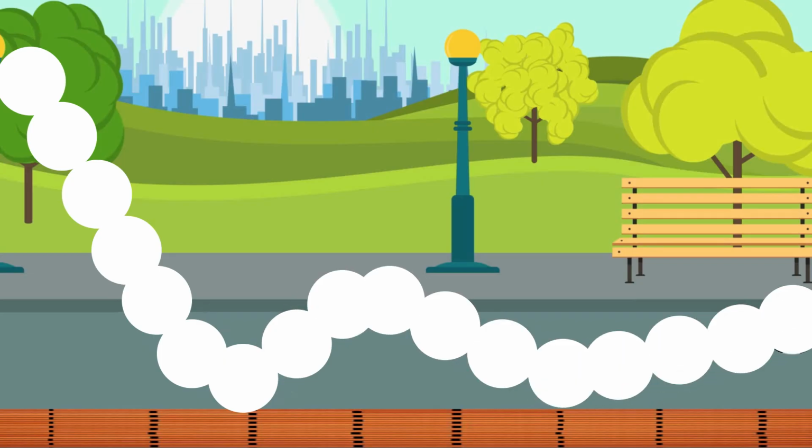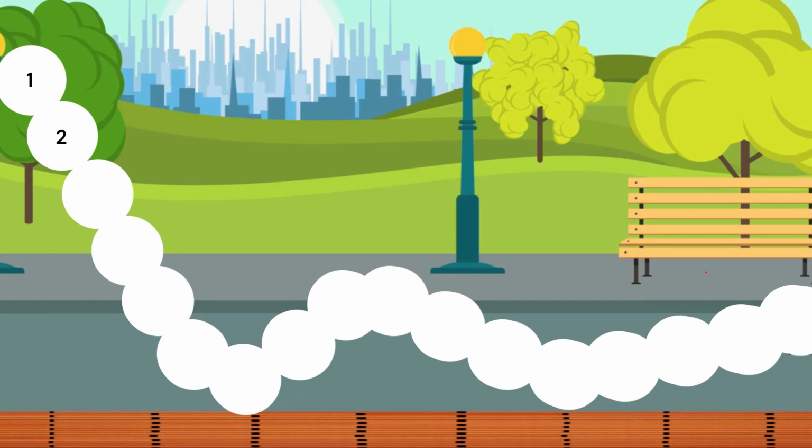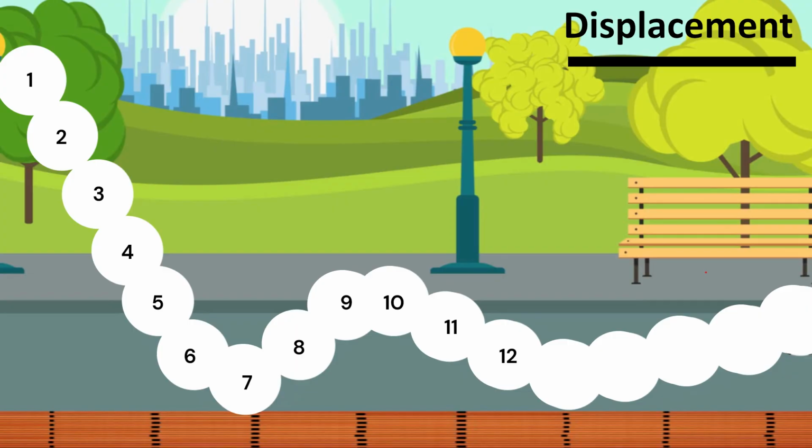Before we understand what instantaneous velocity is, let's try and understand what velocity actually means. Velocity is given by the formula displacement over time. But what does this actually mean? Come, let's try to understand in this example.